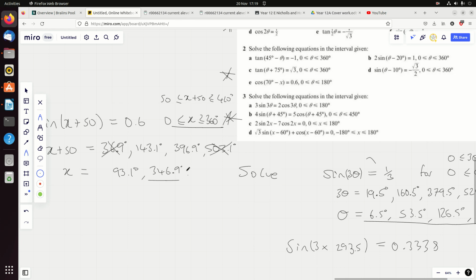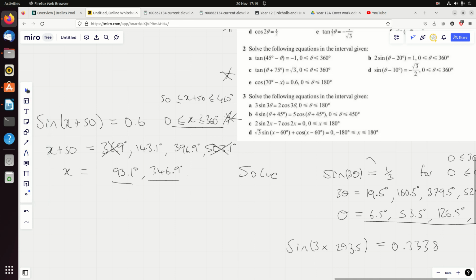Now, if I actually plug these in, I'm going to plug this last one in now, I'm going to add 50 to it, and then press sine and see if it equals almost 0.6. So 346.9 plus 50, and I'll press sine of the answer. Sure enough, I get 0.6004, and you know, that's close enough. And so that's how we solve these kinds of ones.